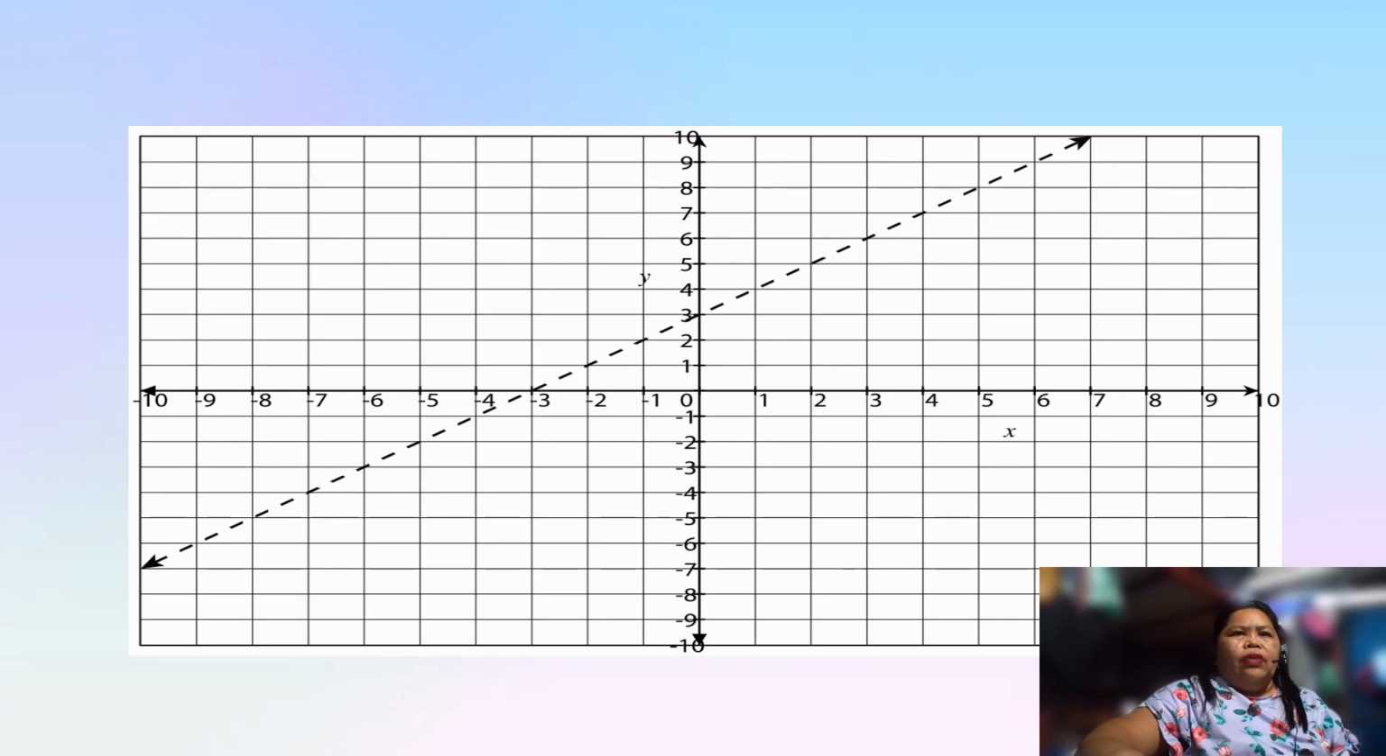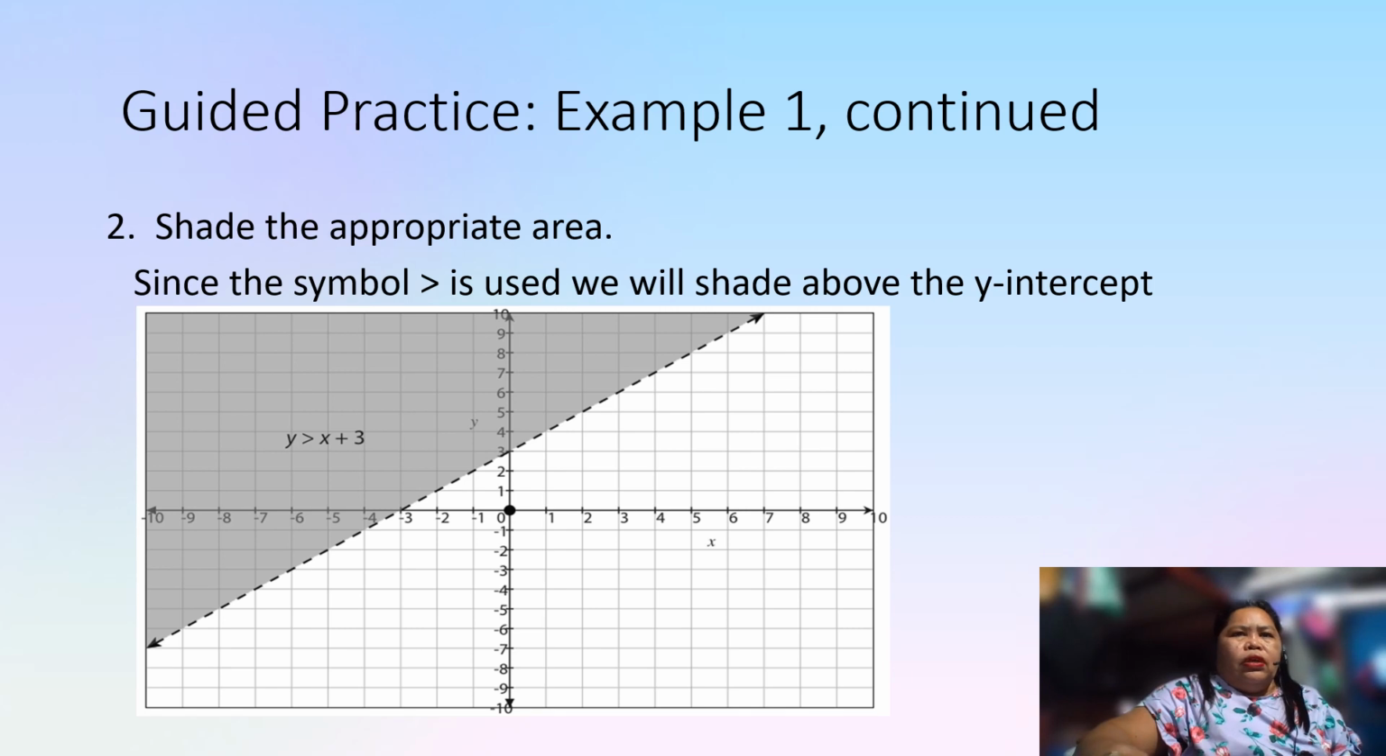Okay, so we have here the graph. Number 2, shade the appropriate area. Since the symbol is greater than, we shade above the y-intercept. So we have y is equal to x plus 3. That means y is greater than x plus 3.